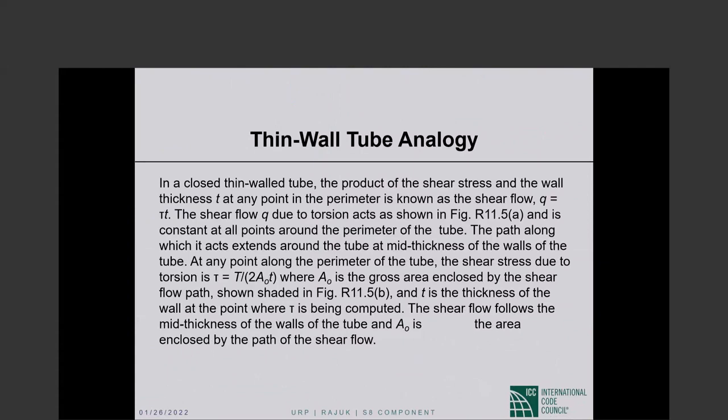Okay. So in a closed thin walled tube, exactly what we were looking at, the product of the shear stress and the wall thickness t at any point in the perimeter is known as the shear flow q. q is equal to the shear stress tau multiplied by the wall thickness t. The shear flow q due to torsion acts as shown in figure 11.5a. That's the figure out of the ACI 318 commentary.